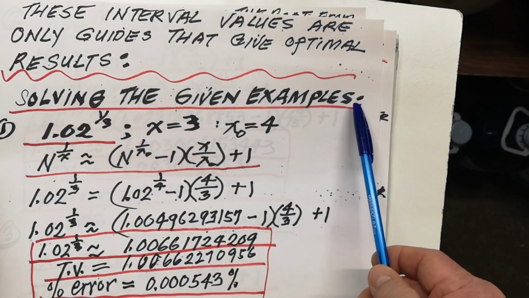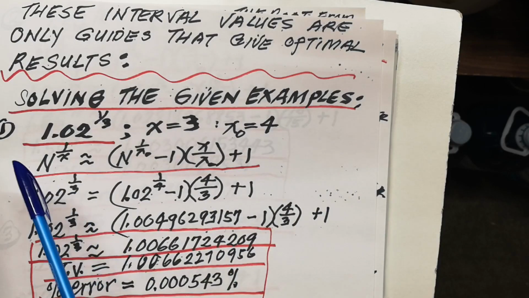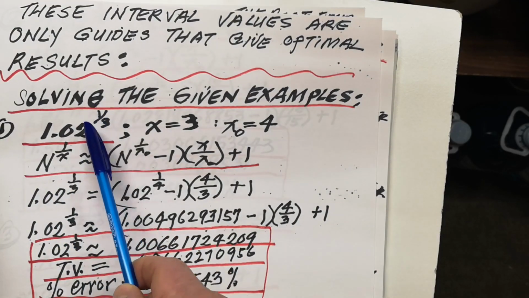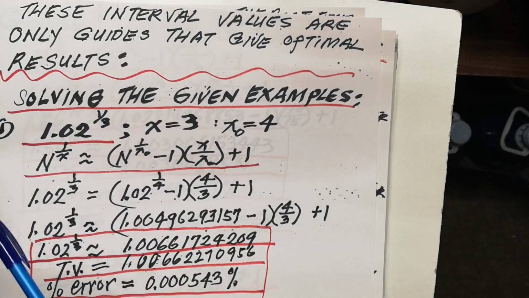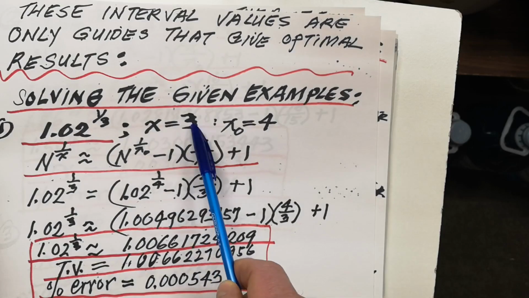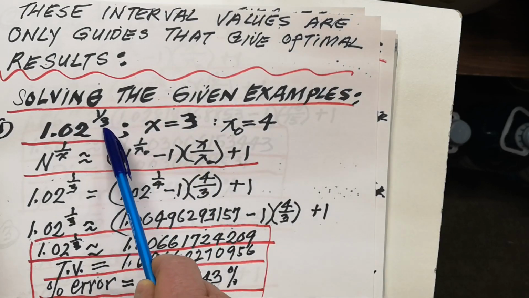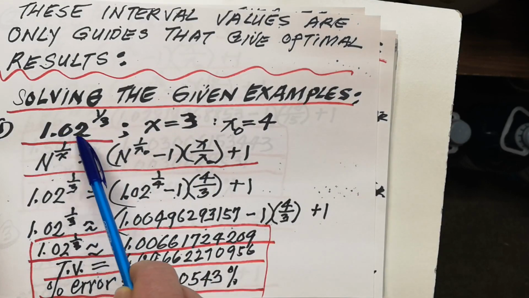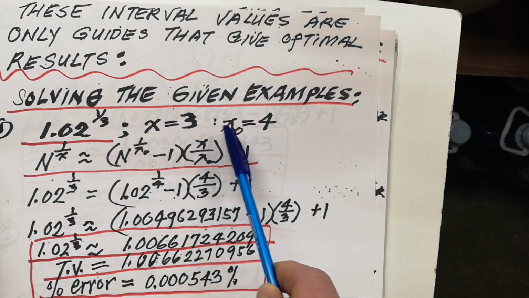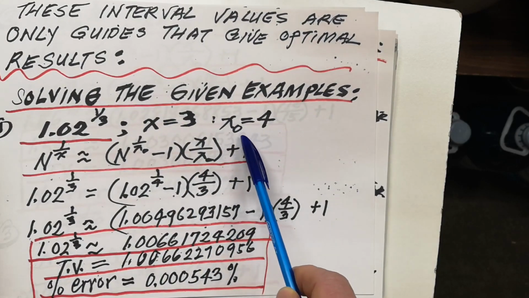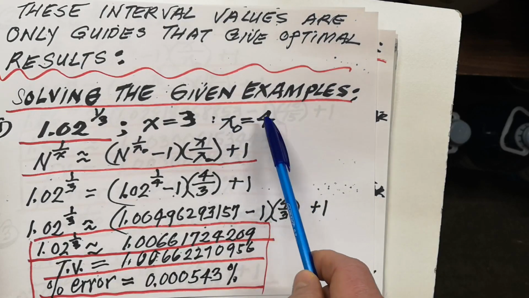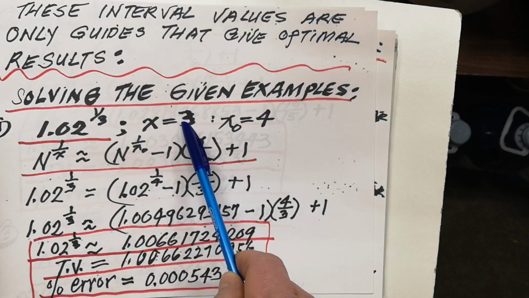Solving the given examples, the first one is 1.02 raised to the 1/3. That's the third root of 1.02, so x is equal to 3. That's the cube root of 1.02. But what is closest to 3 is 4. That means from the table, the fourth root is the nearest to the cube root.